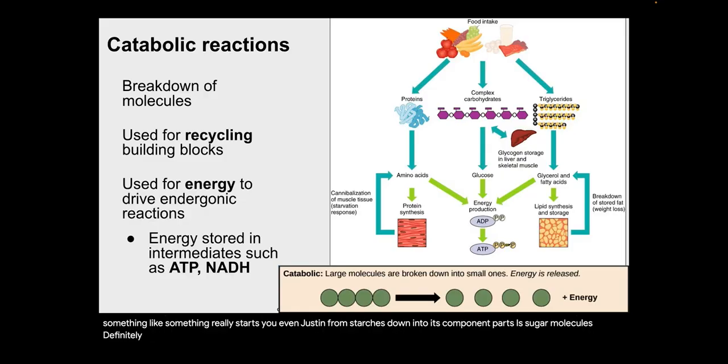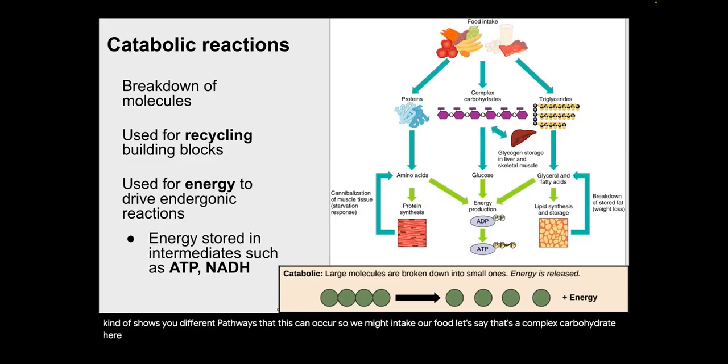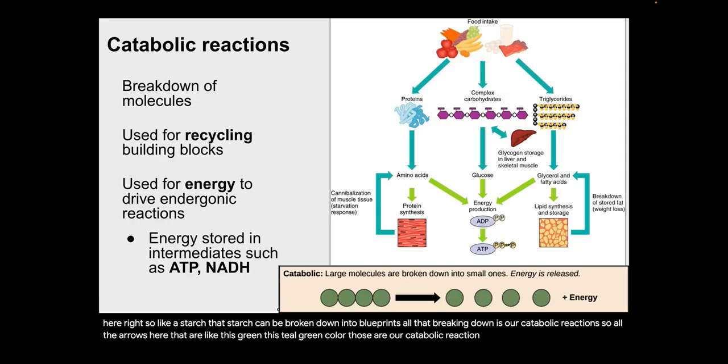Once we've broken it down into its smaller units, those smaller units can then be used elsewhere. I like this image because it shows you different pathways that this can occur. We might intake our food, let's say a complex carbohydrate, like a starch. That starch can be broken down into glucose. All that breaking down is our catabolic reactions. So all the arrows here that are this teal green in color are our catabolic reactions.